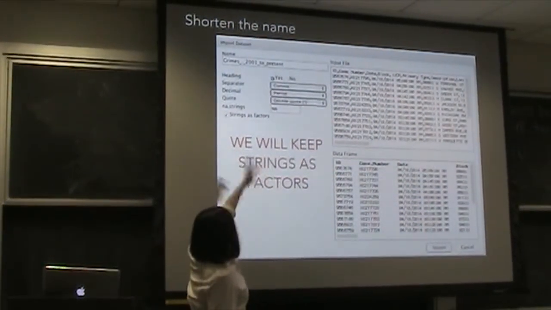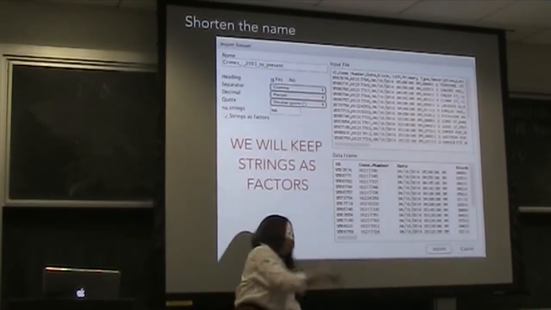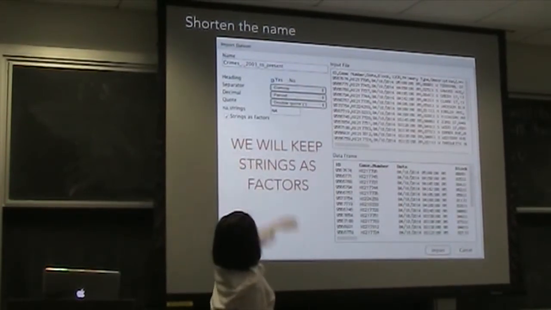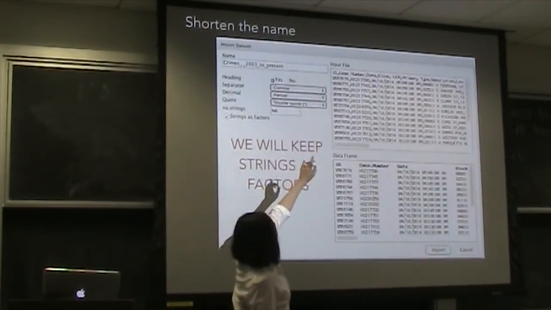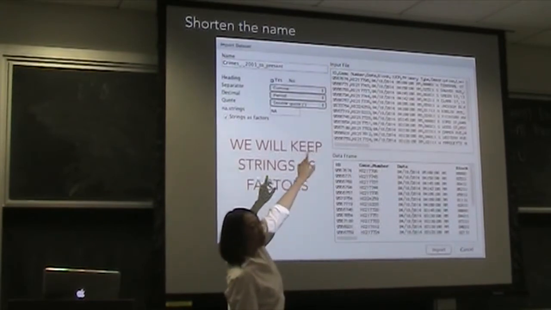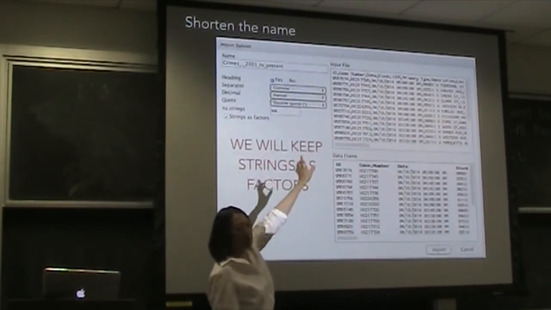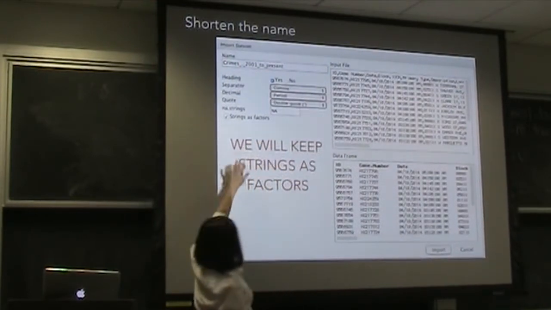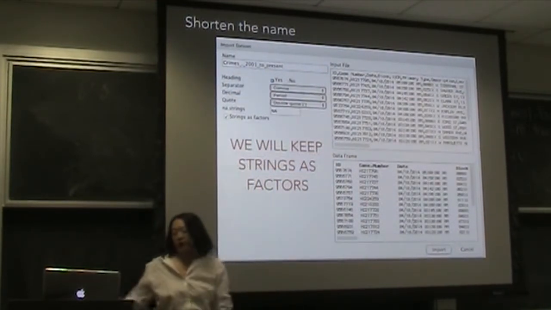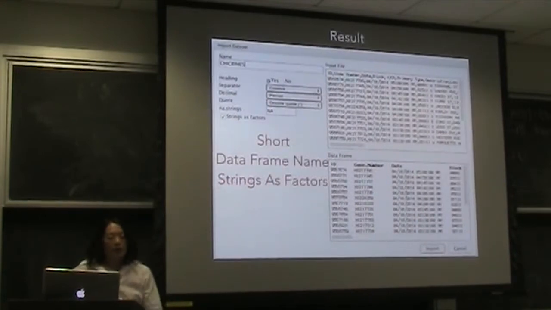When I pull it in, if you try pulling it in, it gives you this weird long name with extra characters in it. There are a couple of things I'd like you to look at. The file will probably, in all likelihood, have a heading, because they're nice to you. They'll set it up that way. So make sure you click heading yes, give it a simpler name, and keep the strings as factors. And I'll explain why.